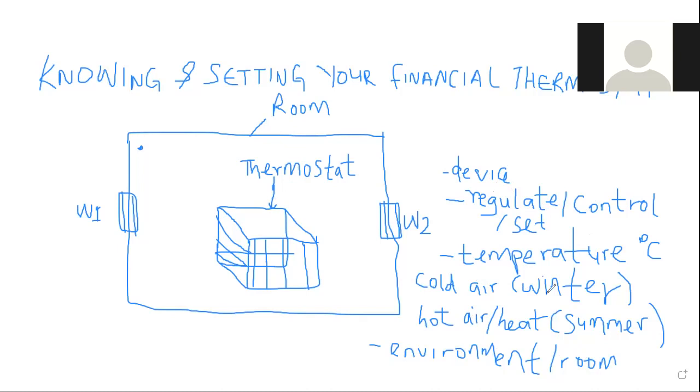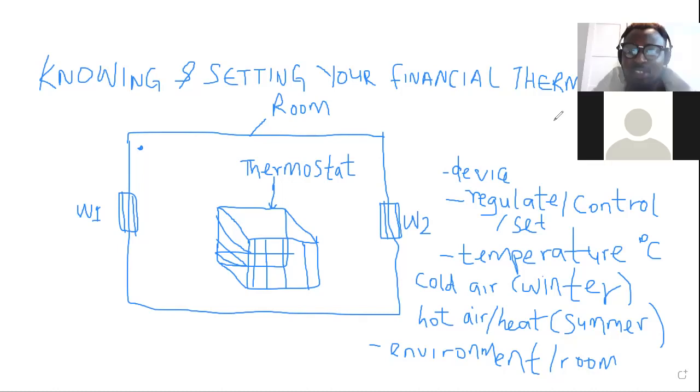So basically we have temperature. Now, what is temperature? Temperature is the degree of coldness or hotness of an environment. When we talk about temperature, we are talking about the units, which is degrees Celsius, and also about cold air, which is coldness.